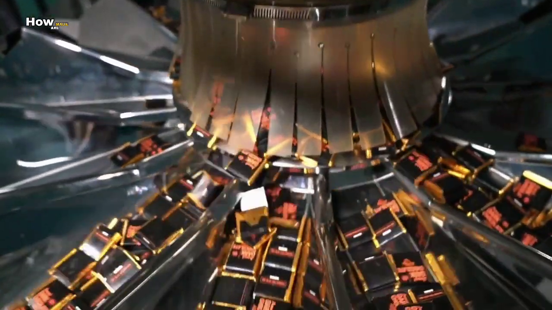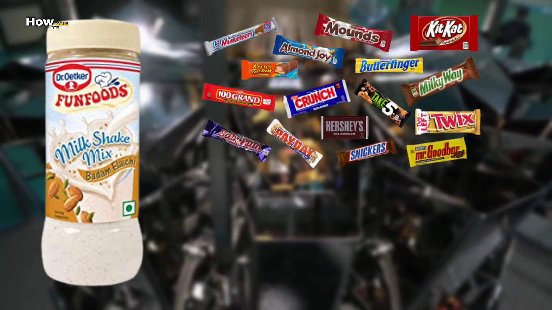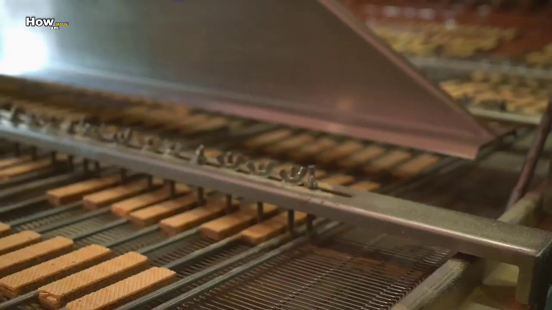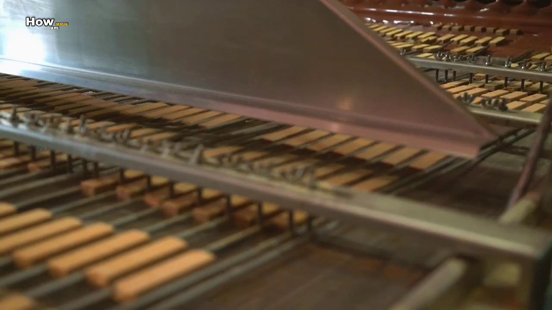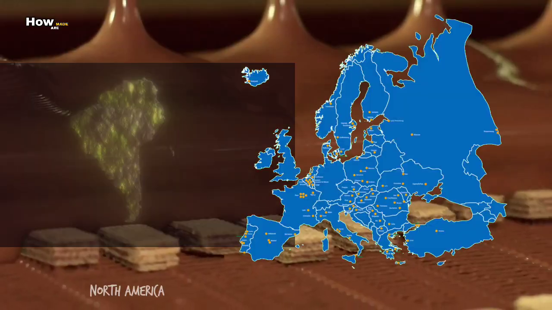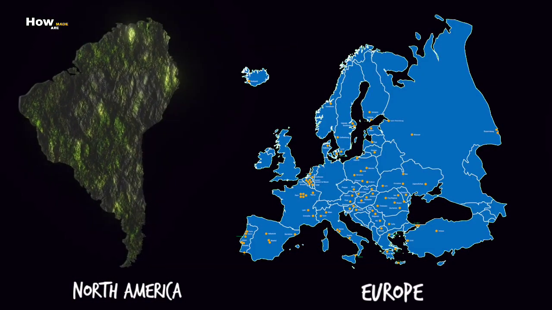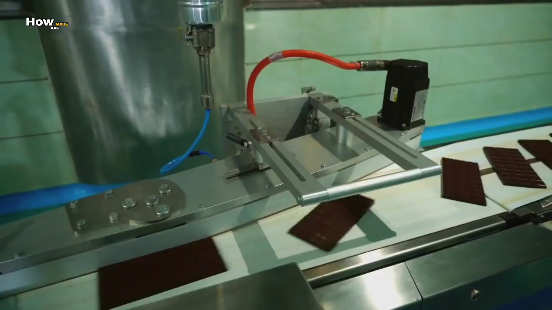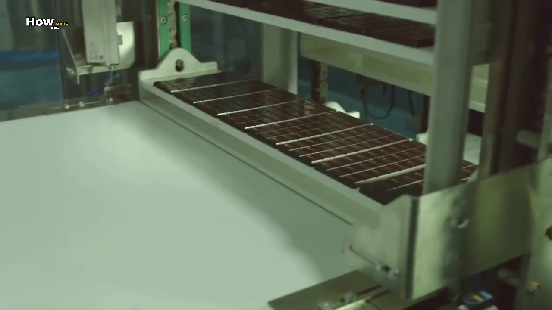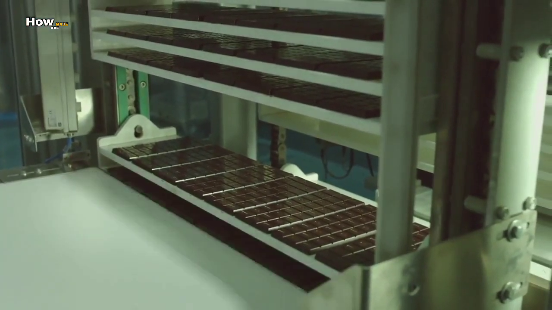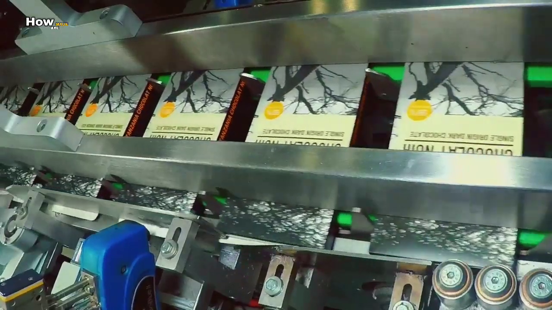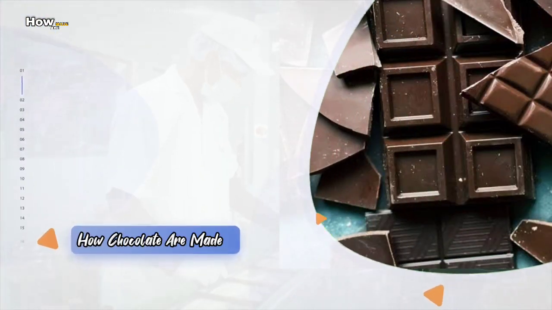Chocolate is a key ingredient in many foods such as milkshakes, candy bars and cookies. It is ranked as one of the most favorite flavors in North America and Europe. Despite its popularity, most people do not know the unique origins of the popular treat. So friends, in this video I will show you how chocolates are made in a factory.